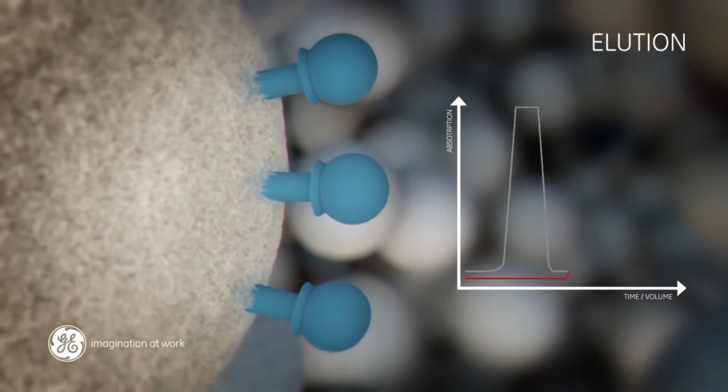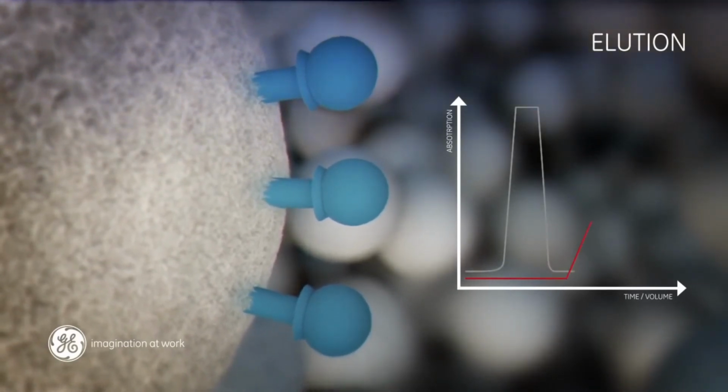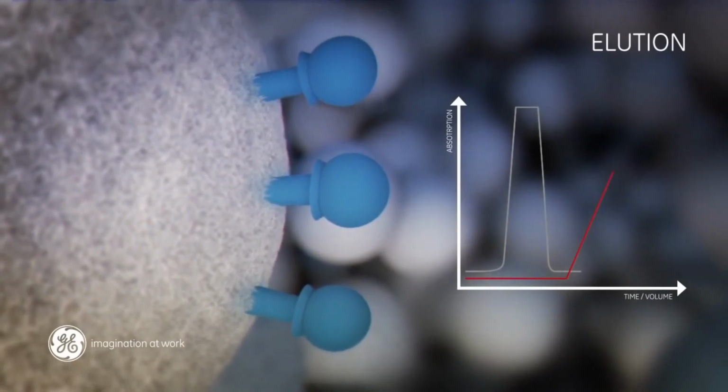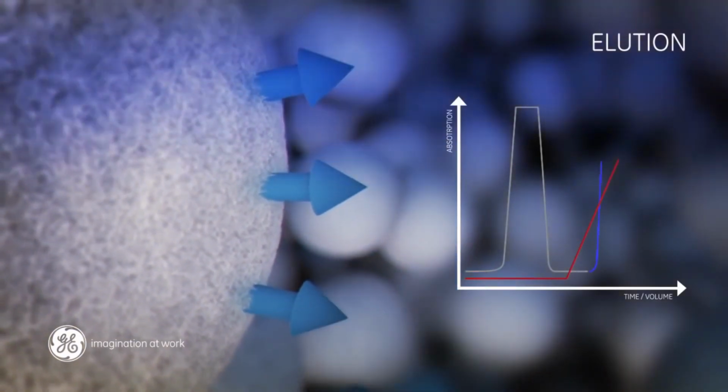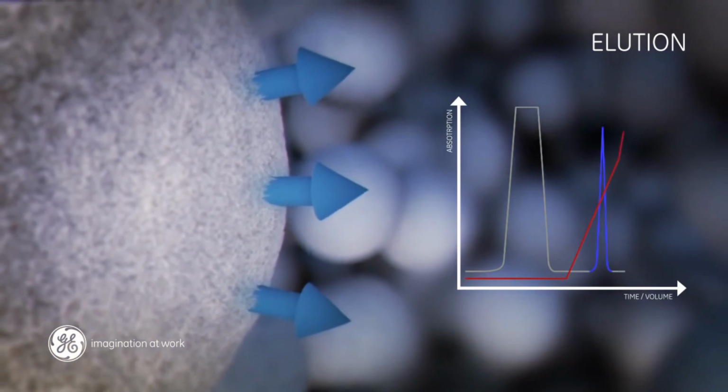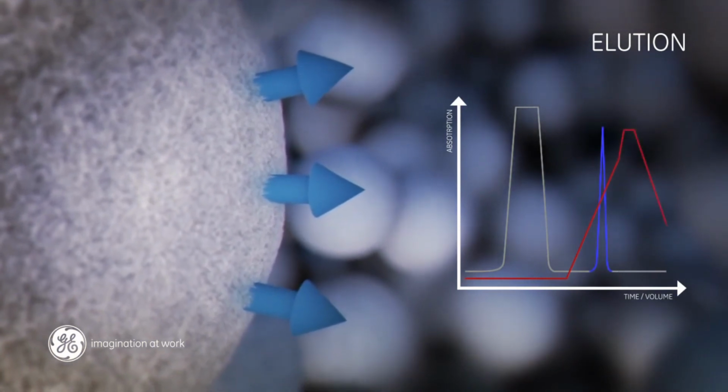In the third step, elution, biomolecules are released from the biospecific ligand into the elution buffer by change in the buffer composition. A common way is to increase pH of the buffer.